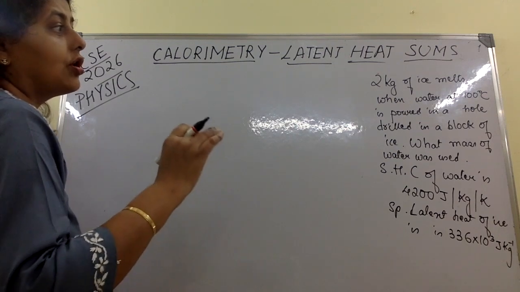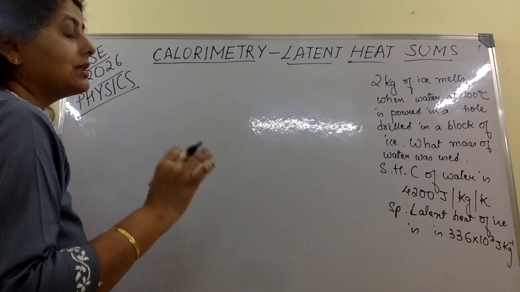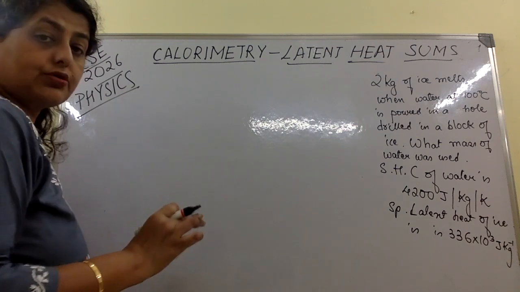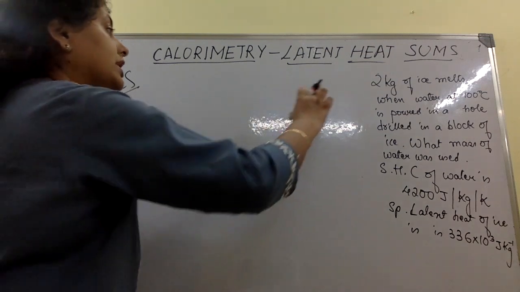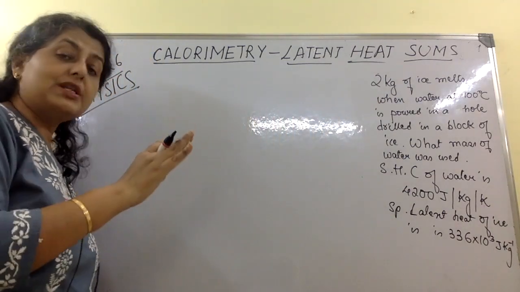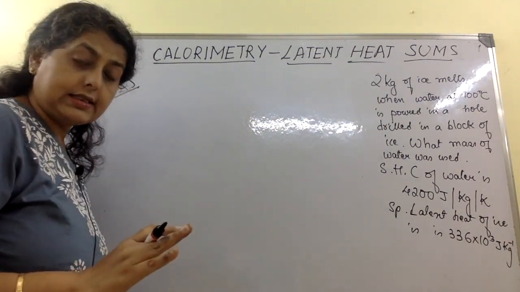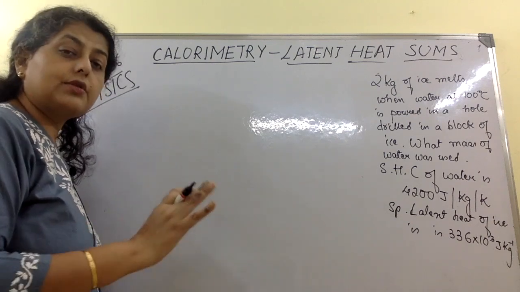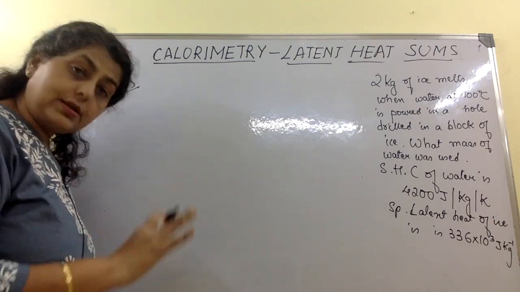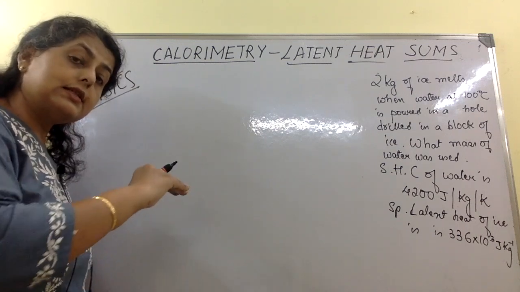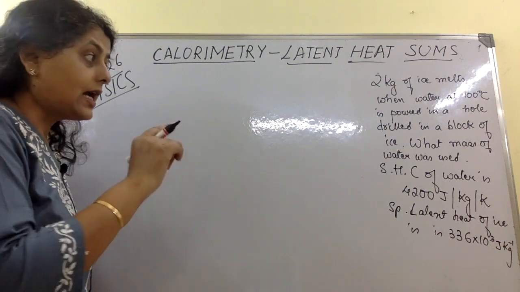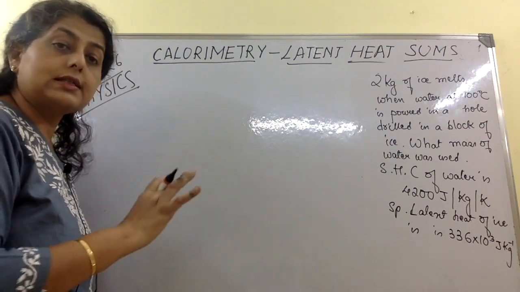How much heat will this ice take? Let's see that first. Another thing I want to say in these questions: when they say 2 kg of ice and they don't mention the temperature of the ice, remember they are expecting you to assume that the ice is at 0 degree. If the ice is below 0 degree, minus 10, minus 20, they will have to mention it. But if they haven't mentioned it, you can take it as 0 degree.